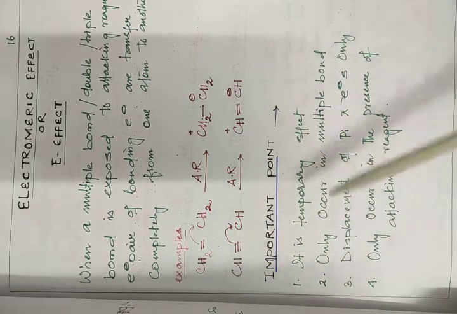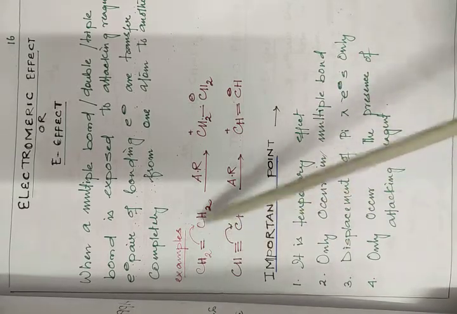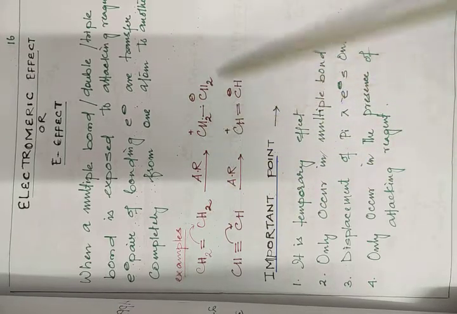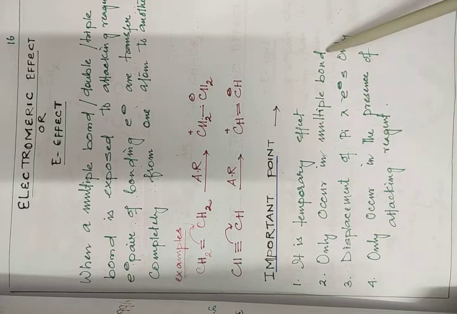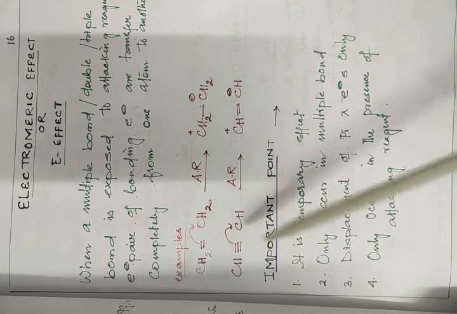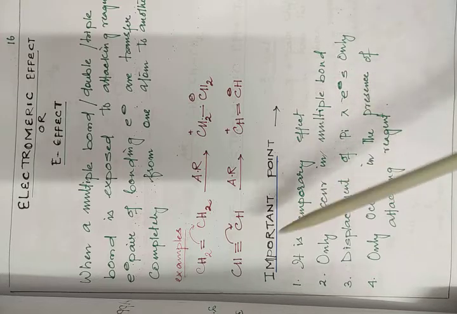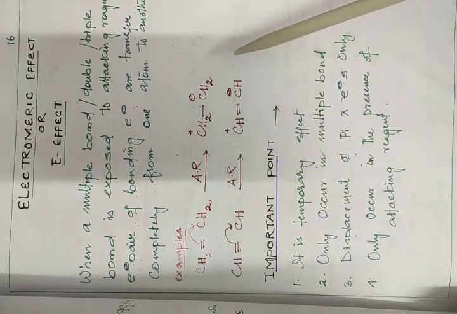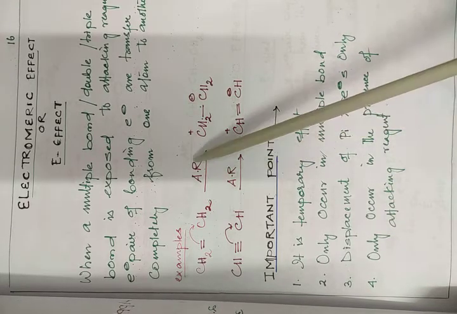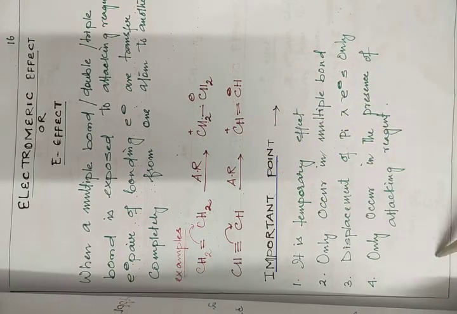Now some important points of the electromeric effect. This is a temporary effect. Whatever the electron transfer is, it is a temporary effect. It only occurs in multiple bonds, double bonds or triple bonds, not in single bonds. Only the pi electrons are displaced. It only occurs in the presence of an attacking agent. If there is no attacking agent, the transfer of electrons will not happen.